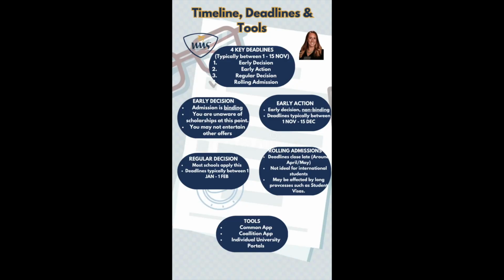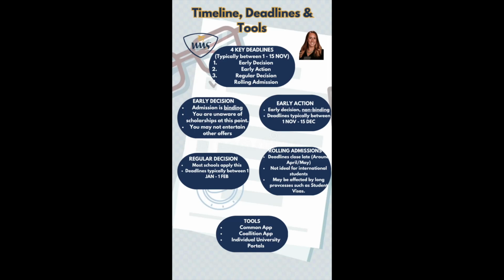Early action means that you get a decision early, but it is not binding. You are not obligated to attend that school if you're accepted. These deadlines are typically in November and December. They can be anywhere from November 1st to December 15th. And like I said, it does not require you to commit to the school. It just gets you your information sooner.